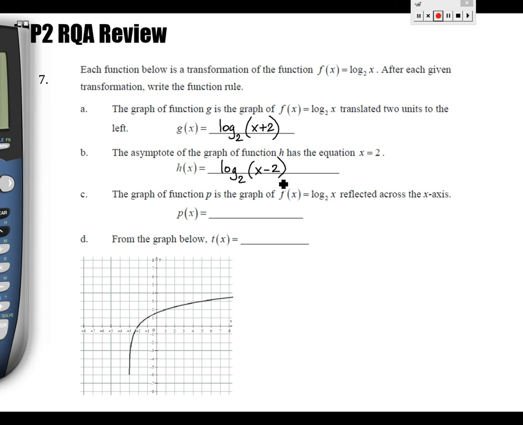I promise it works. The graph of a function p is the graph of log base 2 reflected across the x-axis. So how do we make that happen? How about that? Yeah? And what about this graph? Can we come up with the equation of that guy? Keep in mind that this is supposed to keep going down here like that. So it looks like it's been moved to the left 3.